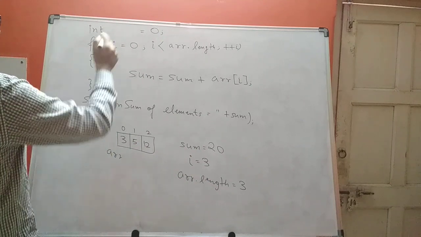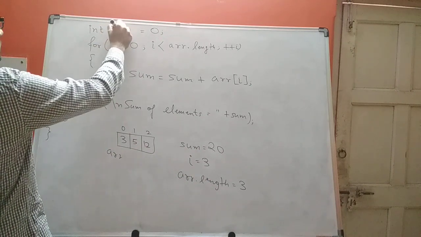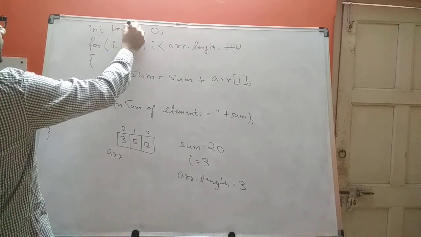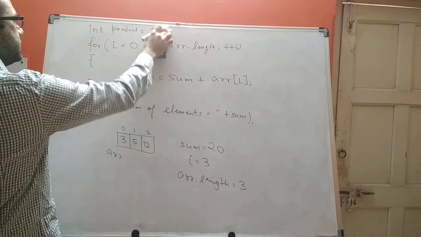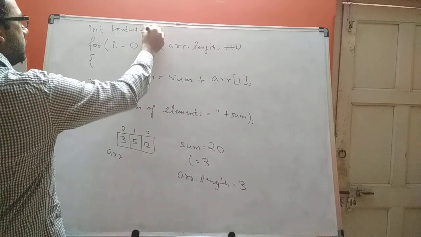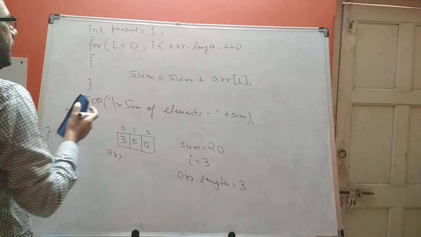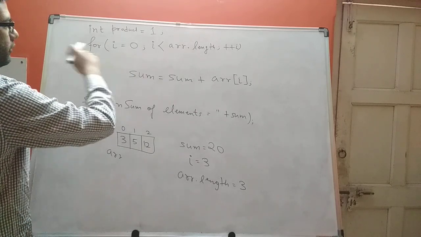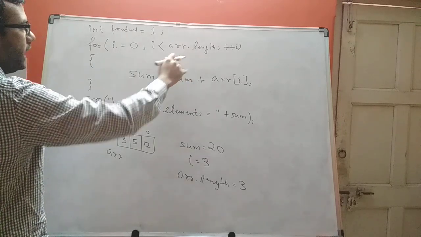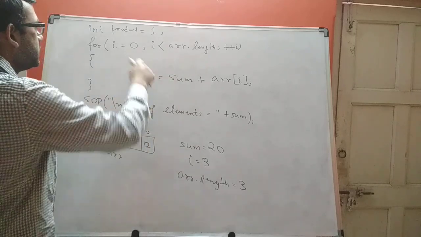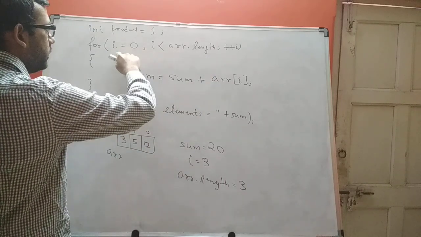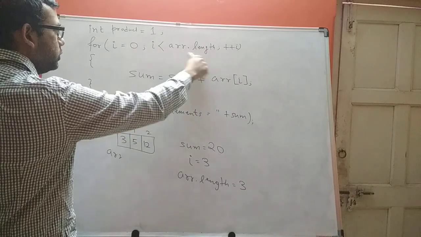Okay. So what I'll do is I need a variable called product and I'll initialize it to 1. And it will be the same thing. I have to cover every element of the array. I have to find the product of every element. So I'll be covering the entire array. Now in order to cover the entire array, I have to run a loop like this.